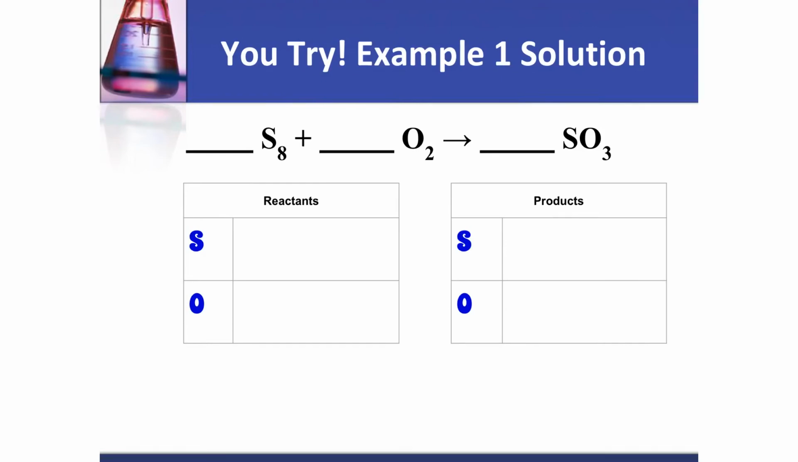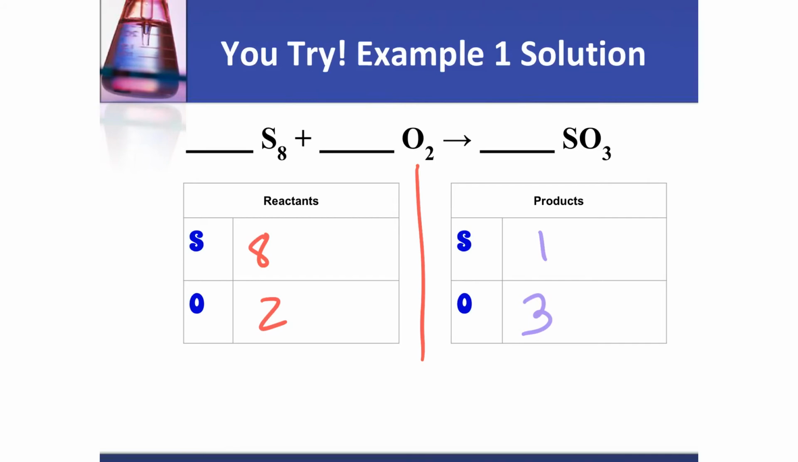So let's review that example. We have S8 plus O2 yields SO3. So on my reactant side, I have 8 sulfurs. On my reactant side, I have 2 oxygens. On my product side, I only have 1 sulfur. And on my product side, I only have 3 oxygens. So both elements here are not balanced.